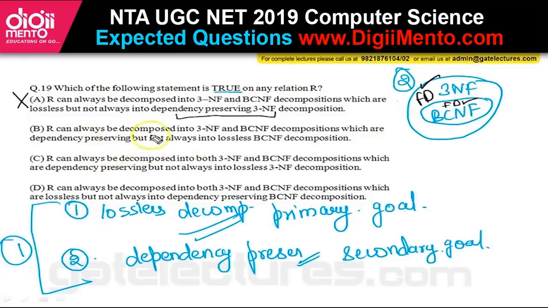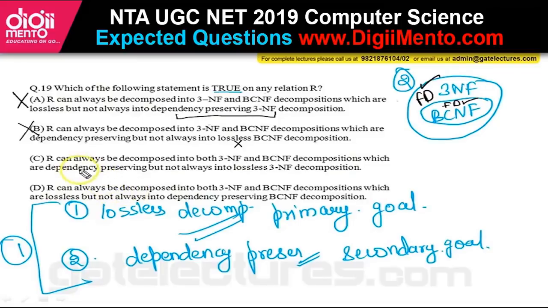Option B says R can always be decomposed into 3NF and BCNF decompositions which are dependency preserving but not always lossless in BCNF decomposition. It is clearly wrong. I have just told you that decompositions must be lossless. This is our primary goal. So the B option is clearly wrong.